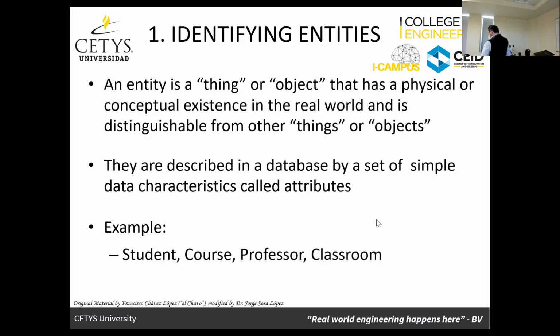Entities are very important for a relational database, and they're going to be described by a series of attributes that define them. So we had given the example of a university: students, courses, professors, the classrooms. Those were examples of entities.